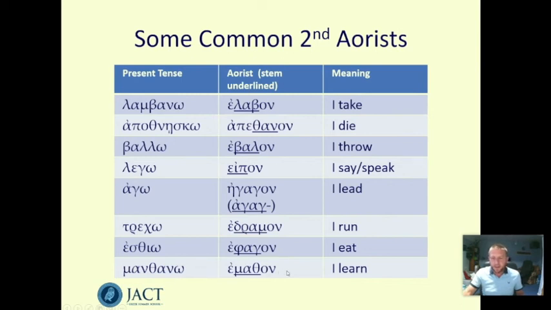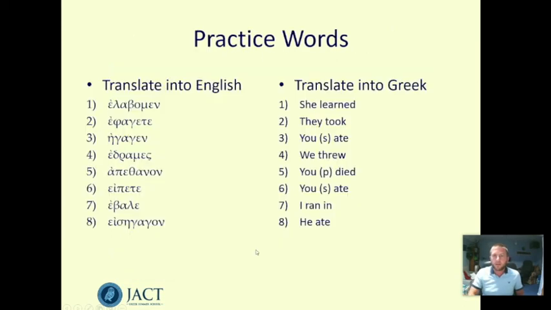Manthano turning into emathon. I learnt. And often English derivations come from these aorist stems as well. So this math is maths, mathematics, and so on. And phag is the phage in various biological terms as well.